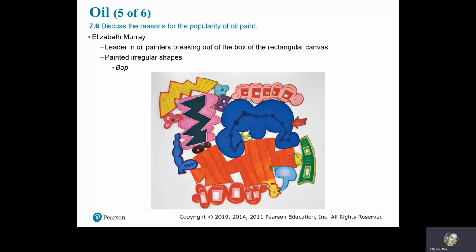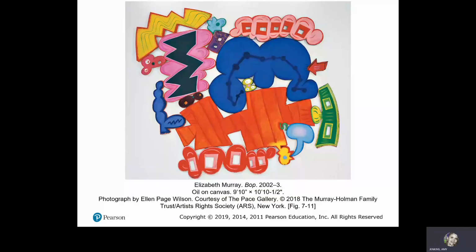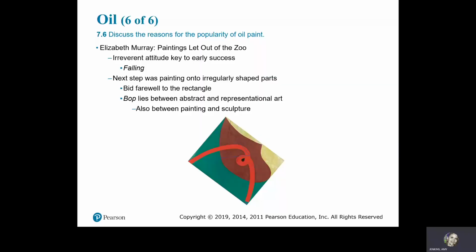Elizabeth Murray was the leader in oil painters breaking out of the box of the rectangular canvas. She painted irregular shapes. This one is Bop. So that is not on a white surface. That's all cut out. Elizabeth Murray paintings let out of the zoo. Irreverent attitude is key to her early success.